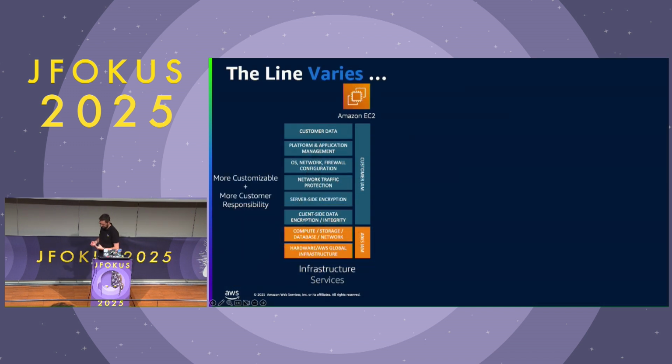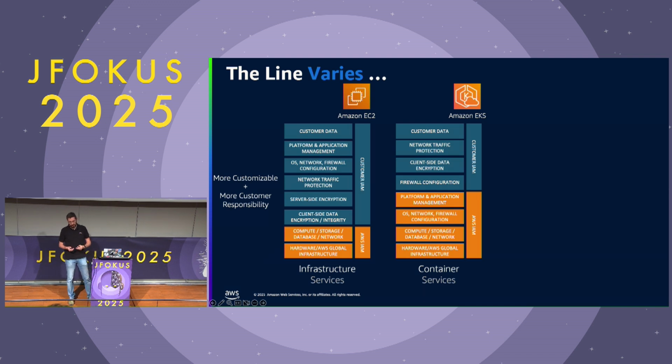So if you look at the Java deployment options you have, the line will vary. If you look at our infrastructure services, Amazon EC2, for example, there it is more customizable for you, but it also means more customer responsibility. The next grouping of services we like to call container services. EKS, our managed Kubernetes service, is one of those examples. You can see that line shifting up a bit, and we will take more care of what we call the undifferentiated heavy lifting for a workload. And you can focus on things closer to you as an organization.